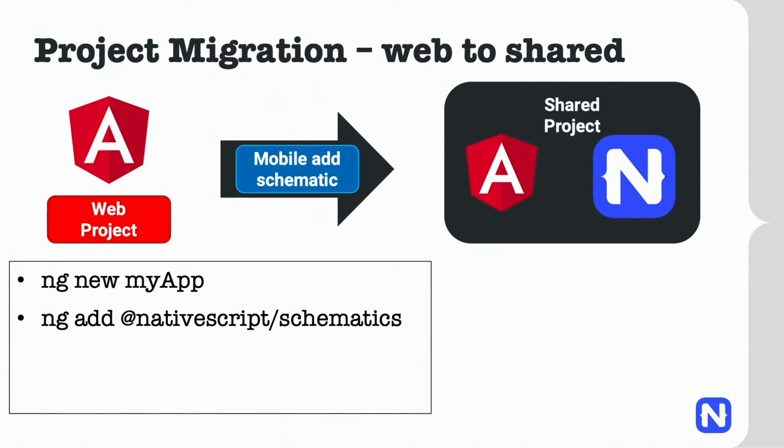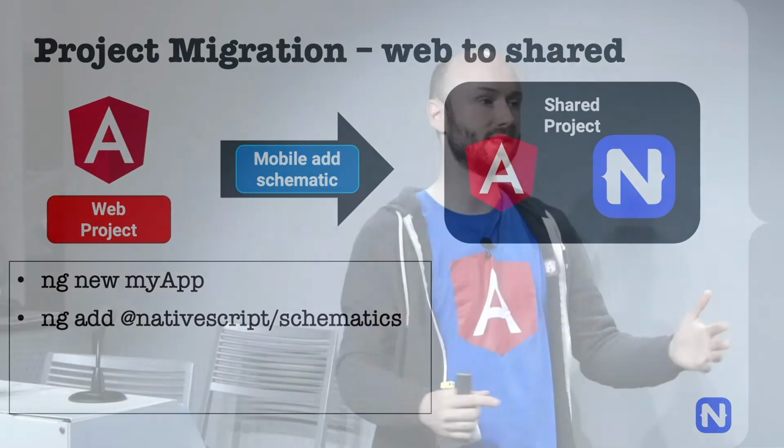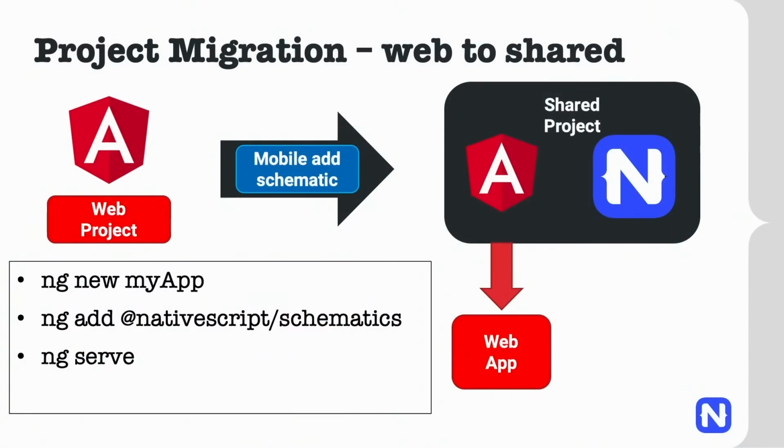This will work out in a few steps. The first step, it goes in and looks at your project and analyzes it. So it looks at what your entry module is, what your entry component is, and then based on that, it converts your project from a web structure to a code sharing structure. It doesn't convert all your components and all your modules, but changes just the structure of the project so that it's code sharing ready.